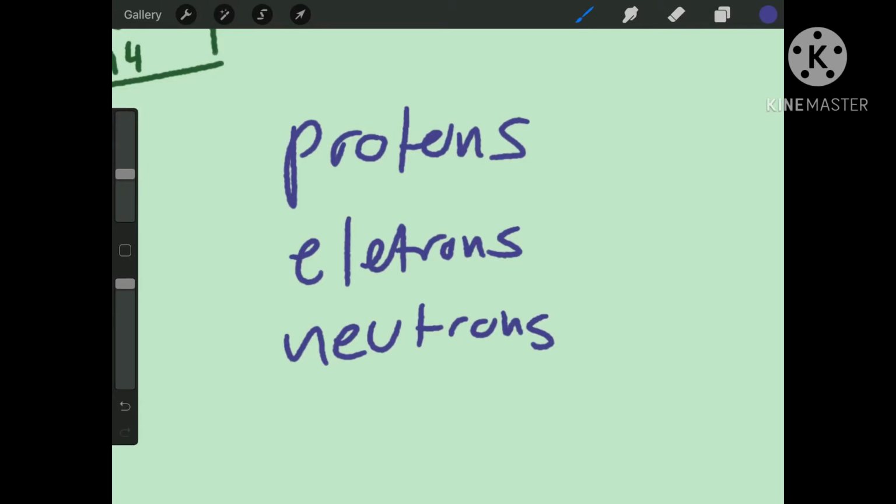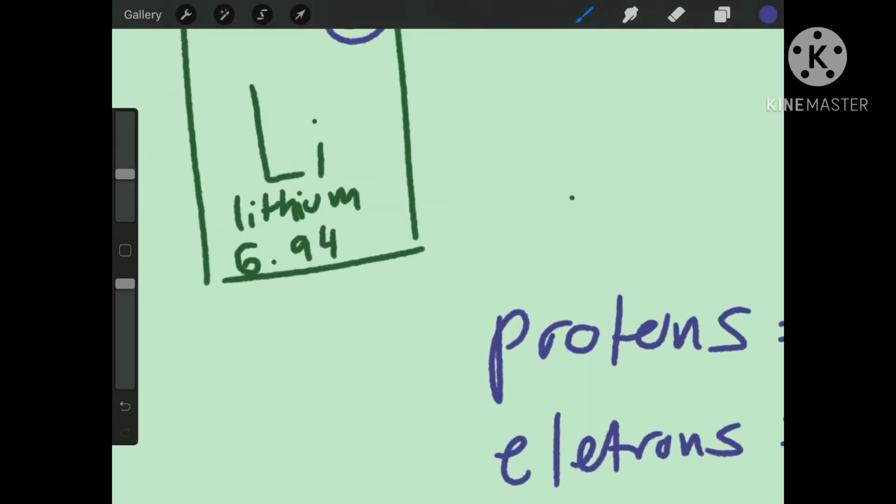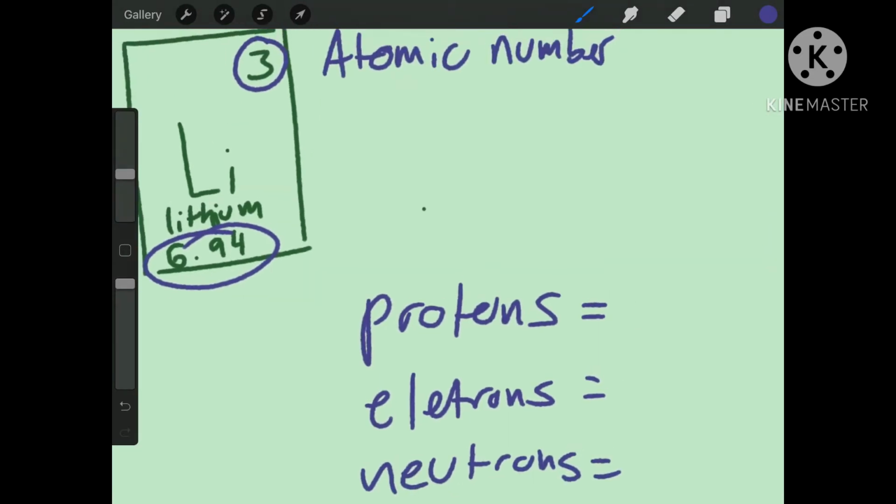charge really. So the next important number on here is this atomic mass. Now this is an average because in nature things aren't going to weigh the same. You know what I mean? So if you have two oranges, for example, one of them is going to be heavier than the other. So they have an average, and it comes out to be 6.94.